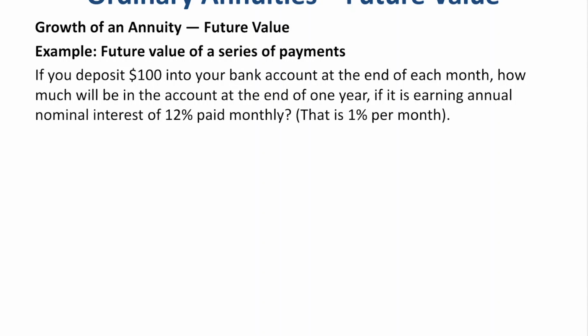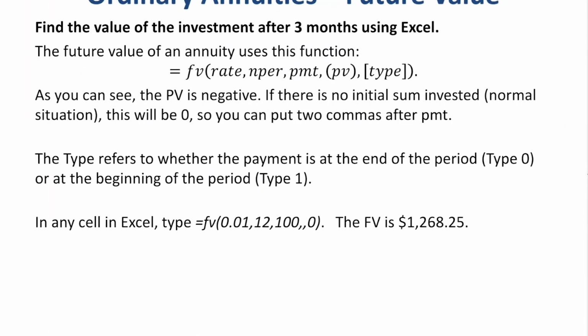Future value of a series of payments. If you deposit $100 into a bank account at the end of each month, so annuity: 100, 100, 100, 100, 100. How much will be in the account at the end of 1 year if it is earning a nominal interest of 12% paid monthly? That is 1% per month.